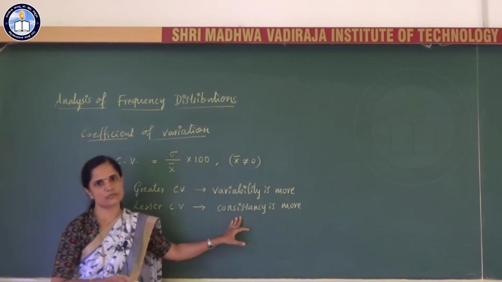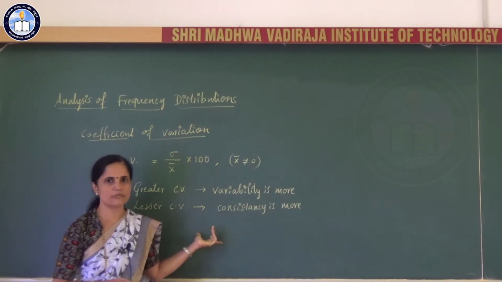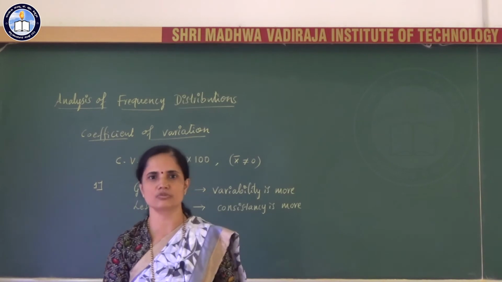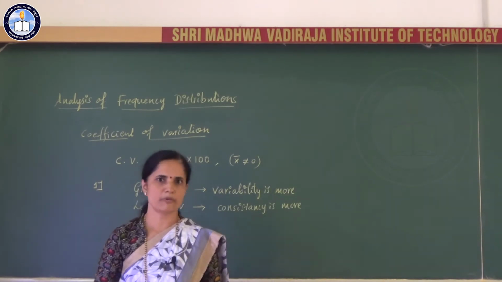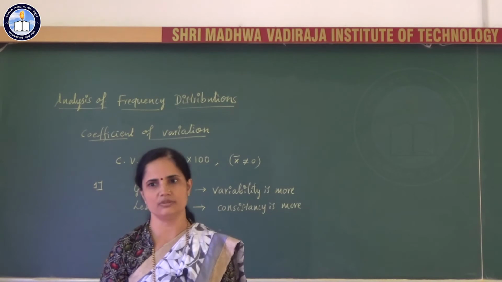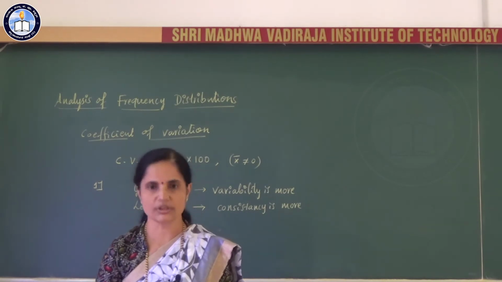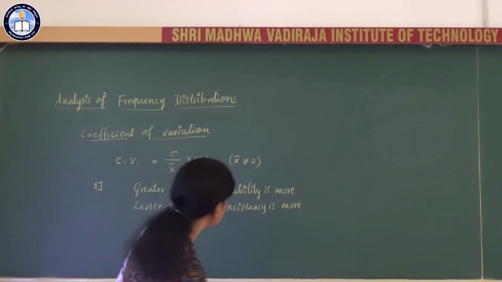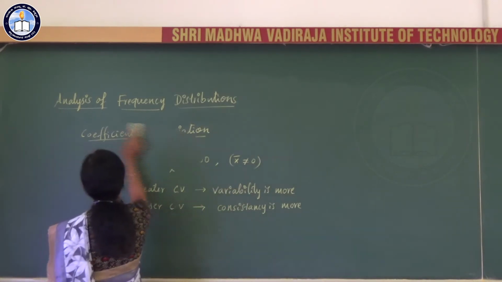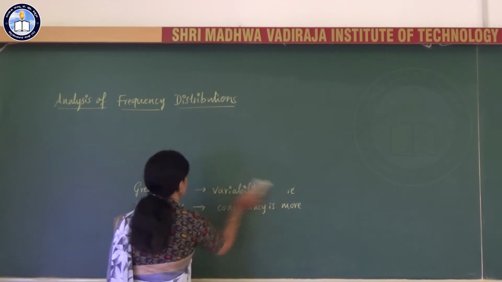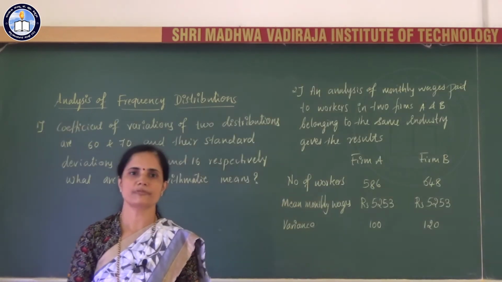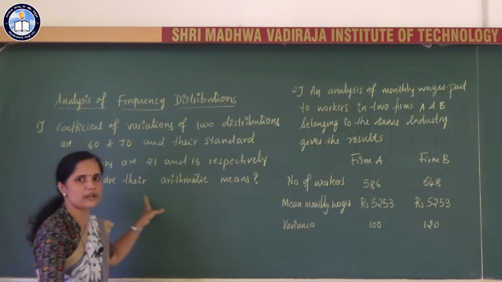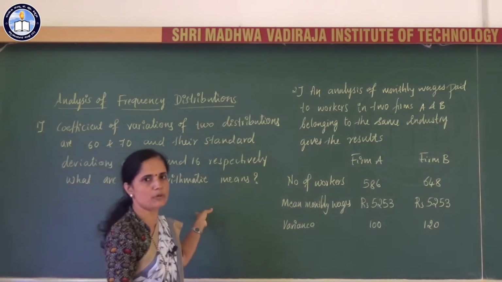So we must discuss some problems based on this coefficient of variation. Remember, this concept is very important because a 2 marks question most probably comes from this concept. So I will discuss the problems one by one. First of all, let us discuss these 2 problems. Read the problems, pause the video and note them down.